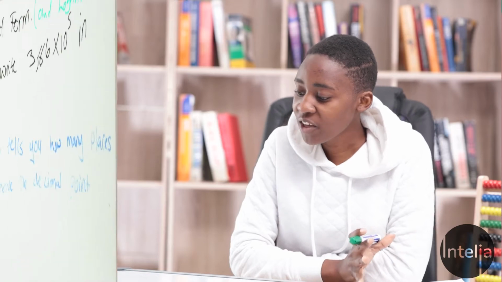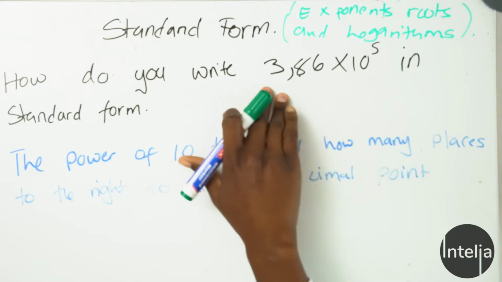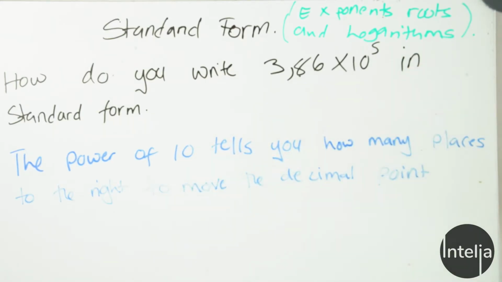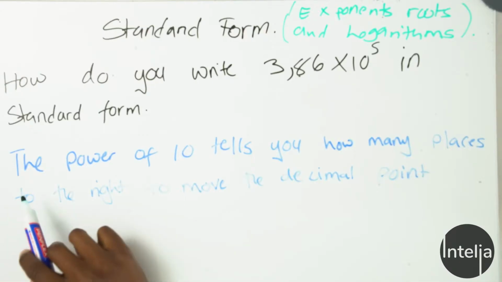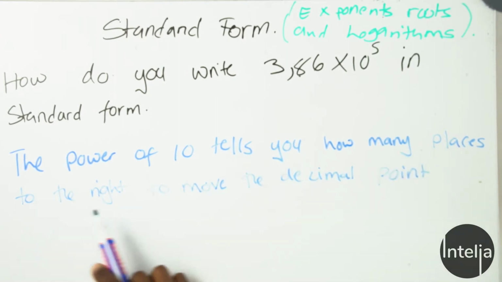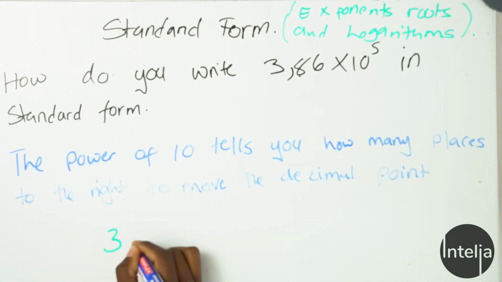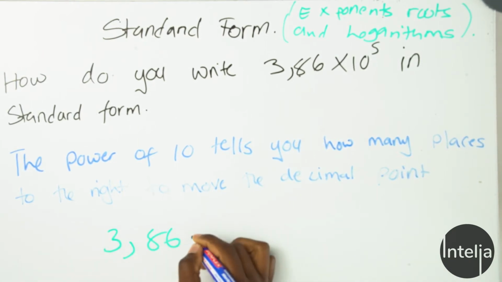So I have my question here. It says 3,86 times 10 to the power 5 in standard form. So how do you basically write 3,86 times 10 to the power 5 in standard form? What you do is, remember the power of 10 tells you how many places to the right to move the decimal point. So our question says 3,86 times 10 to the power 5.